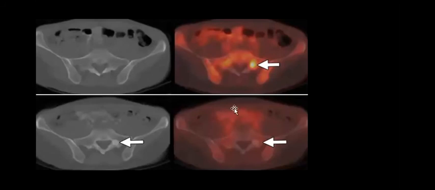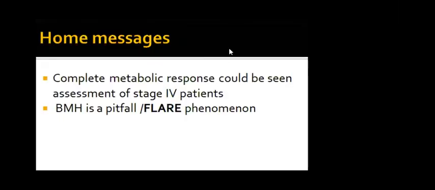Here comes the importance of PET-CT, that it helps you to detect what is really metabolic regression from pseudo progression. So this is what is called pseudo progression, that the patient has pseudo progression, not true progression. He already has healed sclerosis, and this is just the remodeling after the lesion has healed. So this is the importance that you know that this patient has what is called complete metabolic response.